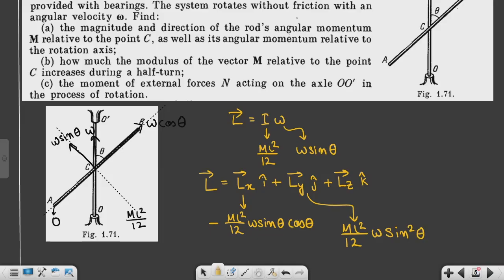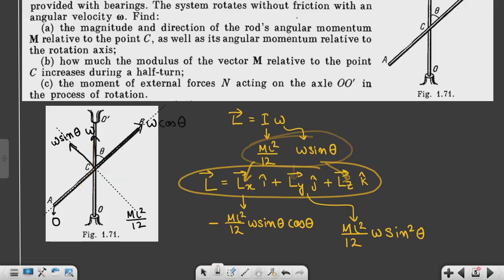Understood this part of the question? So this is basically the first part of the question, which said to find the angular momentum about this axis. About this axis it is ml square by 12 into omega sine theta. And about this x, y, and z, it is basically the component of this value along the x direction, y direction, and z direction.